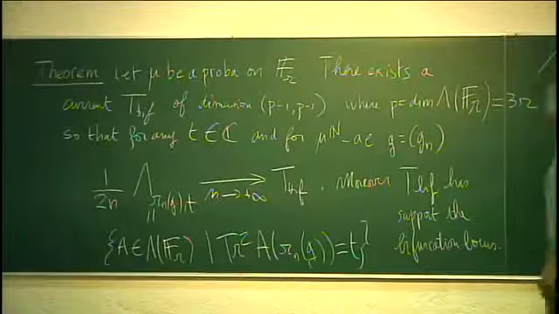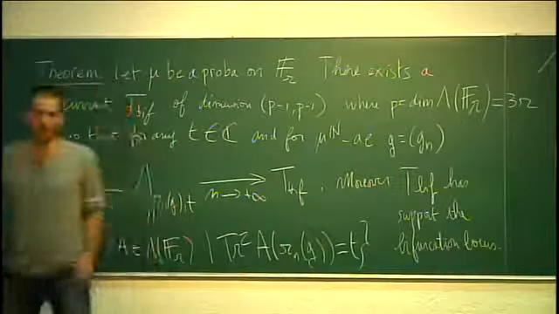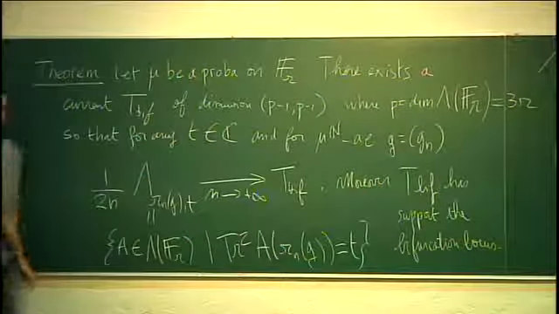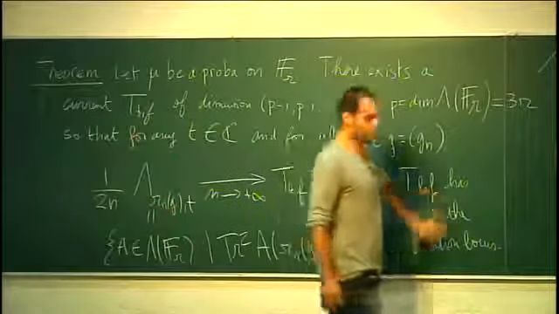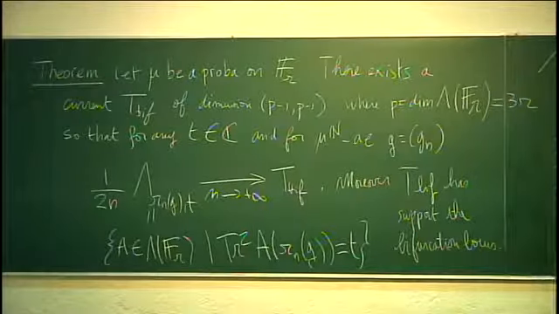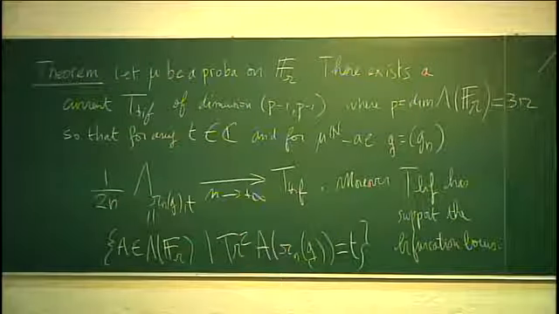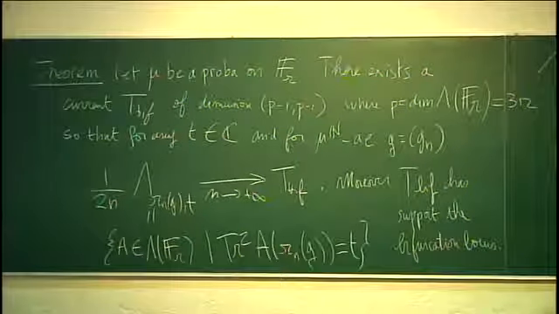So I will explain a little bit the ideas to prove the equidistribution result, and then I will focus on the proof of the support theorem, namely that the support of T_bif is exactly the bifurcation locus. But first, I will indicate how we prove the equidistribution result.